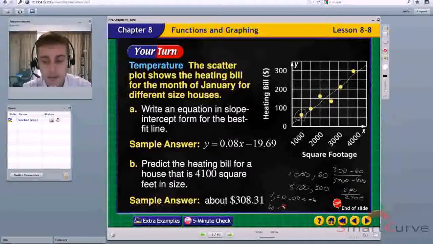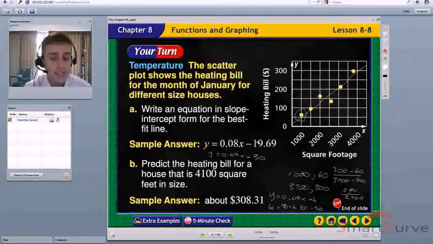Which is 90 plus b. Now we subtract 90 from 60, and we get b equals negative 30. So another sample answer would be y equals 0.09x minus 30. Because we can use different points on the line to find this, you can have a different answer.